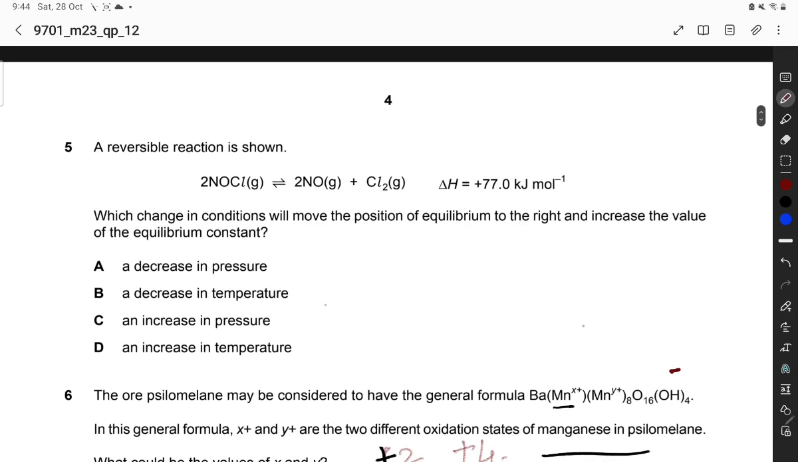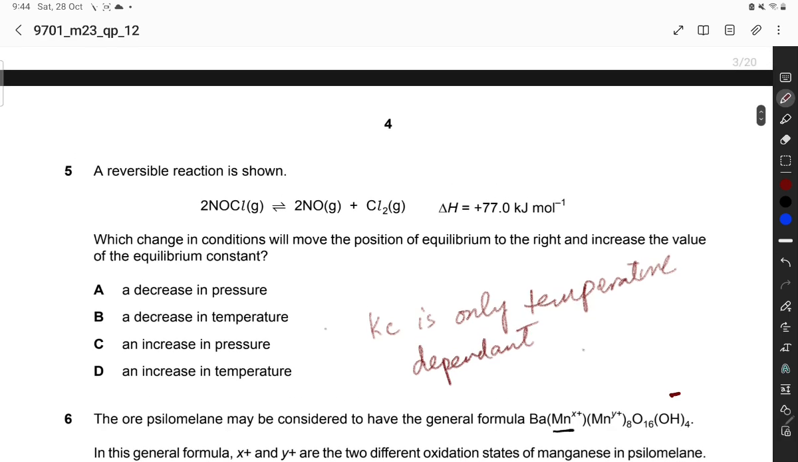So we know that Kc is only temperature dependent. The equilibrium constant only increases by increasing temperature. Decrease in pressure is incorrect, decrease in temperature is incorrect, and increase in pressure is incorrect. So Kc is only increased by increasing temperature, as it is temperature dependent.